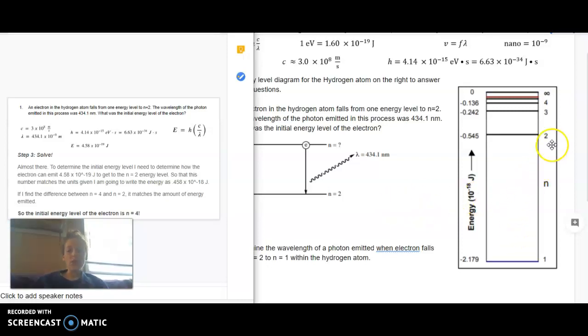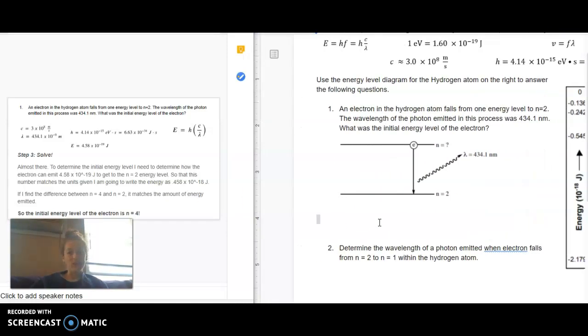Then I said, okay, I know that the electron is in the n equals 2 state. So if I find the difference between the n equals 3 and the n equals 2 state, is the energy emitted 0.458 times 10 to the negative 18th? That one doesn't work. But then if I find the difference between the n equals 4 and the n equals 2, so 0.545 minus 0.136, I do get that the difference is 0.458 times 10 to the negative 18th joules. So that tells me that the electron started in the n equals 4 state.